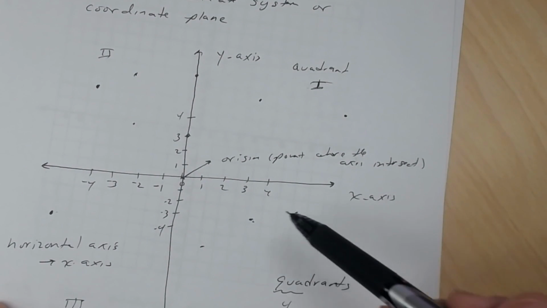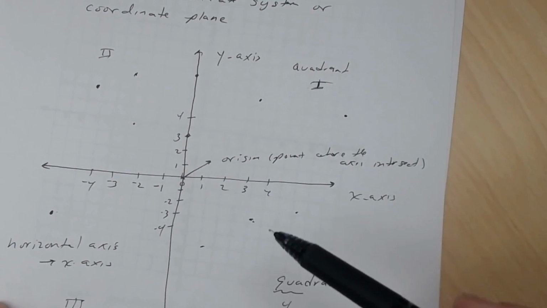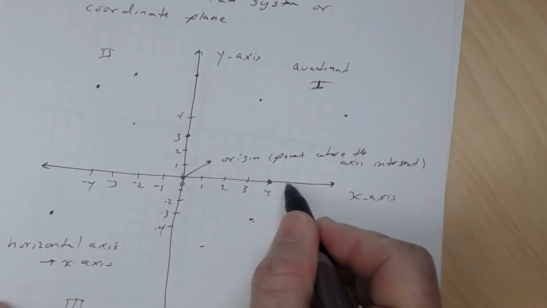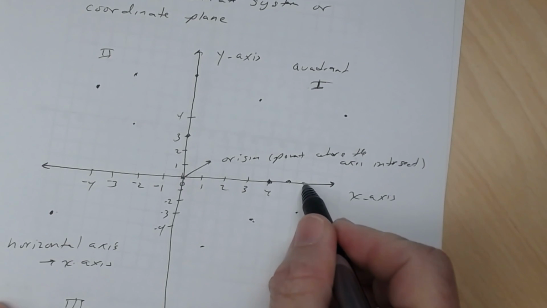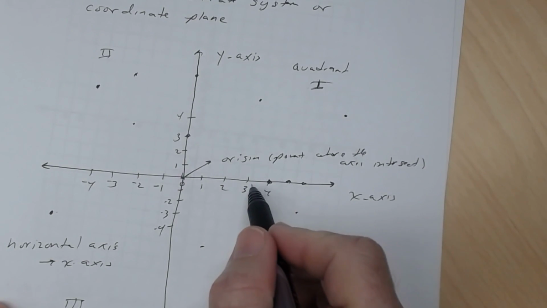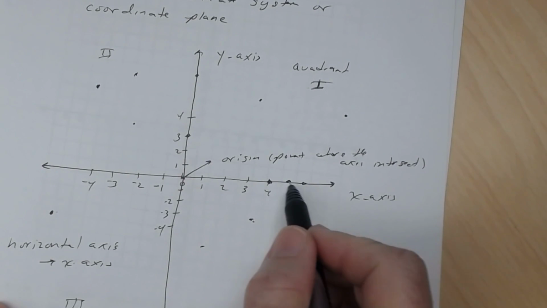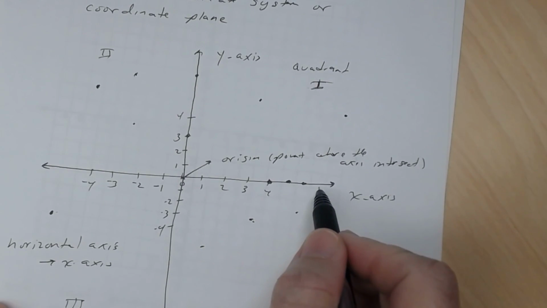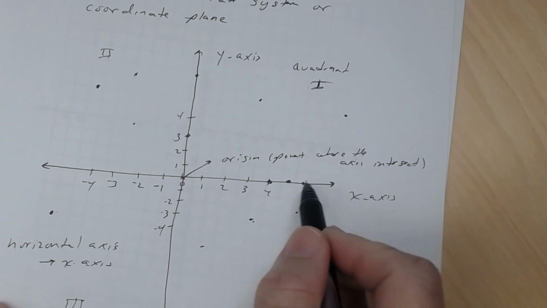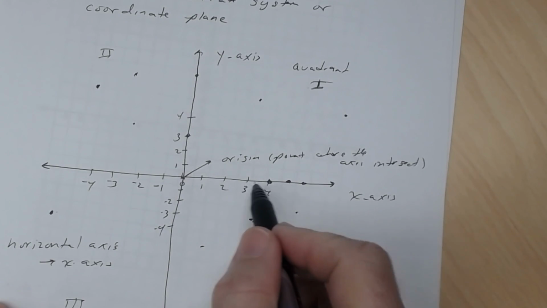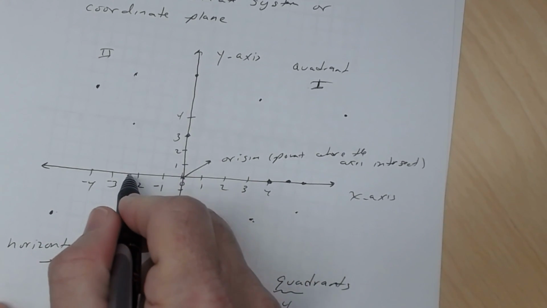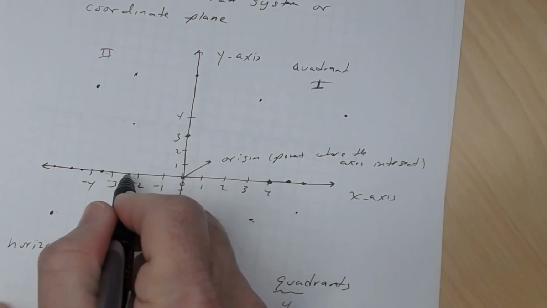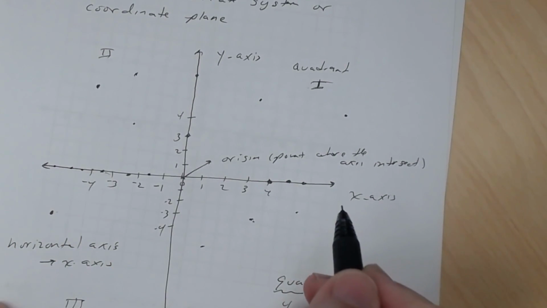These points lie in a quadrant, that's quadrant 4. But notice that this point here, or this point here, or this point here, and so on, don't lie in a quadrant. Instead, we say they lie on the x-axis, in particular the positive x-axis. Same thing here. These points lie on the x-axis, in particular on the negative part of the x-axis.